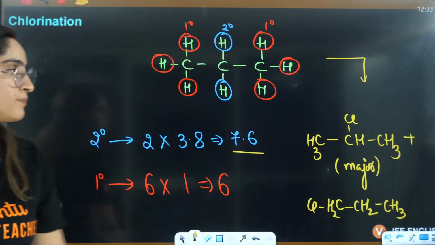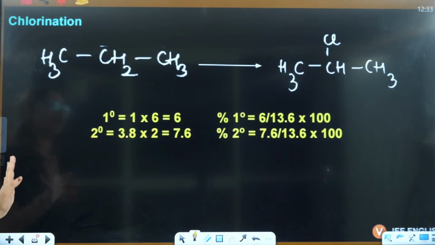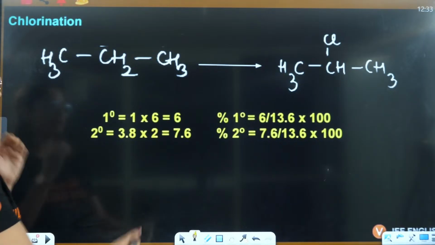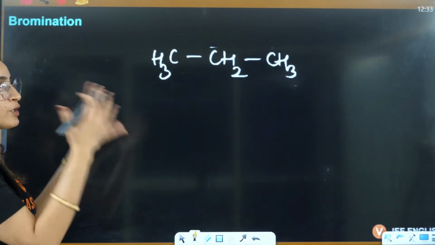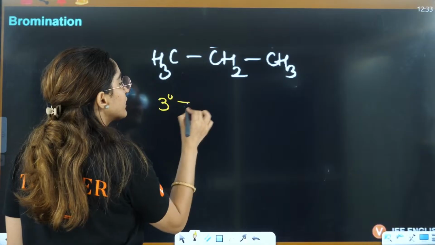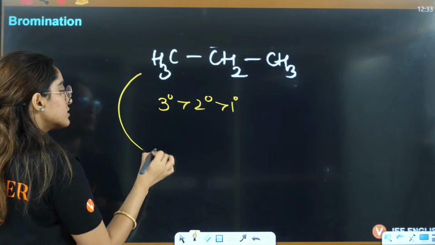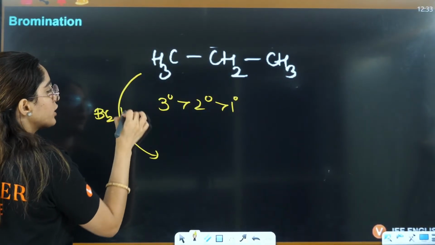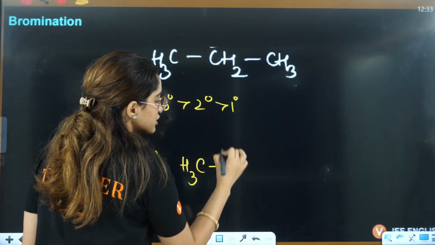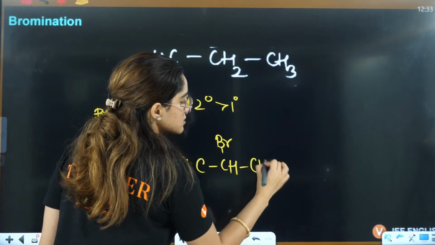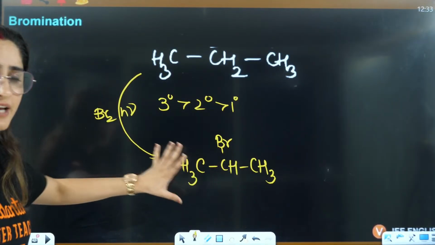It is there in JEE Advanced. Okay. Now let's talk about, this we have already discussed that major will be formed. That is 2 degree will be formed. Now bromination we don't even have to think. Always it is 3 degree, then 2 degree, then 1 degree. So 2 degree is chosen here. So answer for bromination is going to be CH3, CH, Br and this is CH3. That is a major product in case of bromination. You don't even have to think about it.